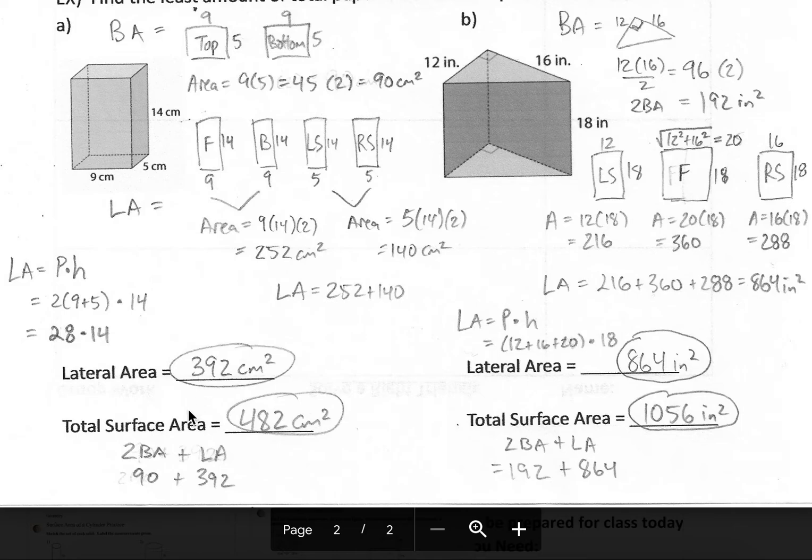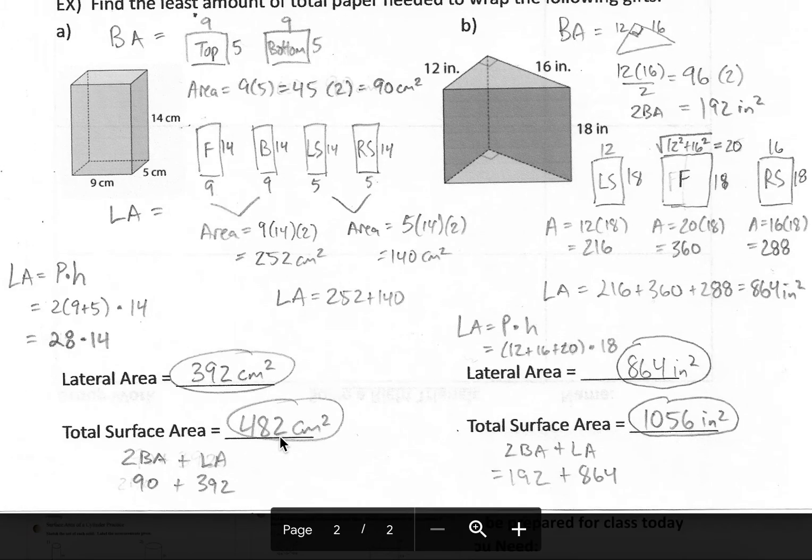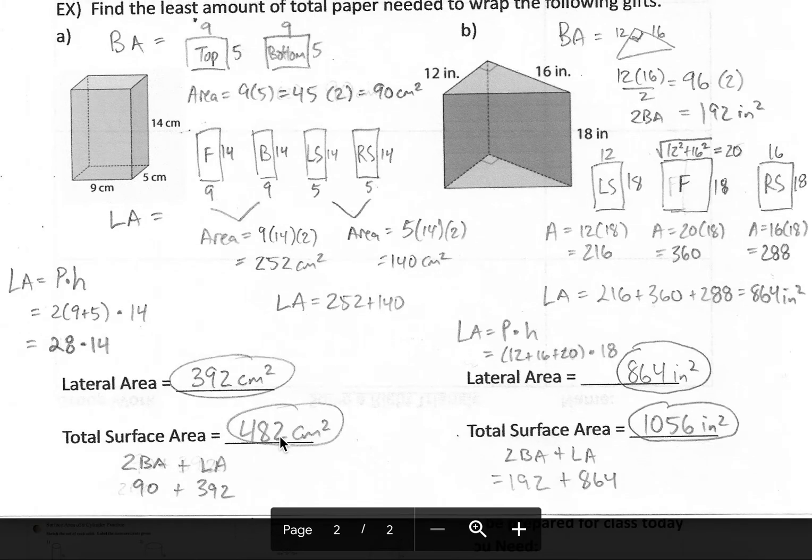To find the total surface area, I just need to take that value and add in double my base area, which I already found was 90. So 392 plus 90 is going to give me 482 square centimeters. That's the total amount of paper I would need to wrap this rectangular prism exactly.